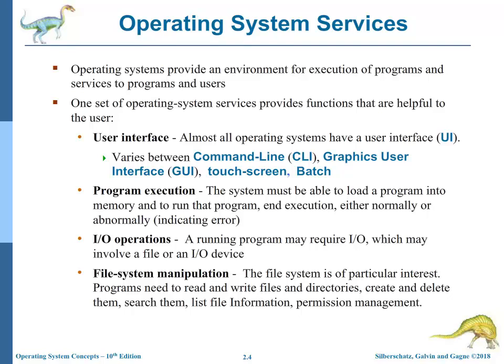Program execution. Operating systems handle many kinds of activities from user programs to system programs like printer spooler, name servers, file servers, etc. Each of these activities is encapsulated as a process. A process includes a complete execution context, like code to execute, data to manipulate, registers, operating system resources in use. The following are the major activities of an operating system with respect to program management.